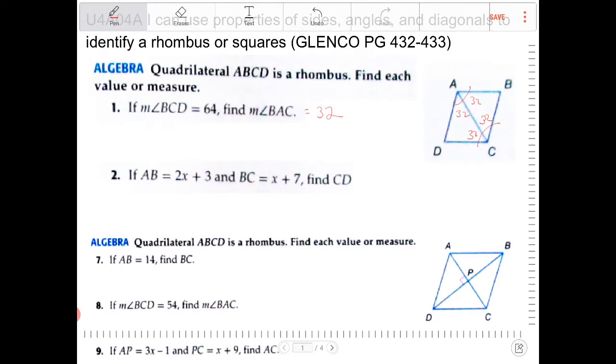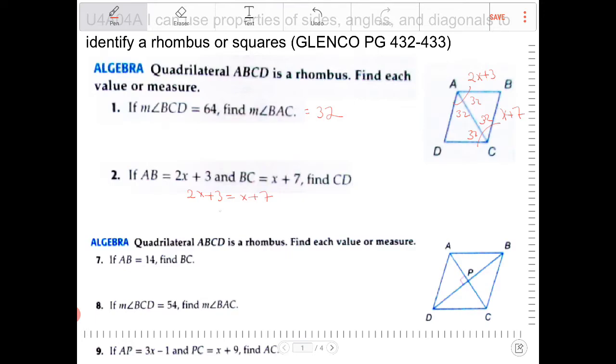If AB is equal to 2x plus 3, and BC is equal to x plus 7, find CD. So all the sides in a rhombus are going to be congruent. So therefore 2x plus 3 will equal x plus 7.